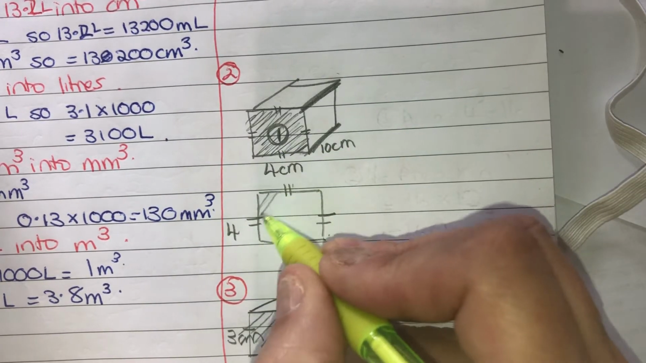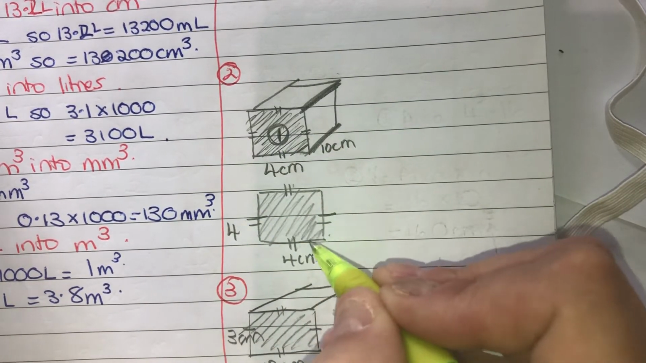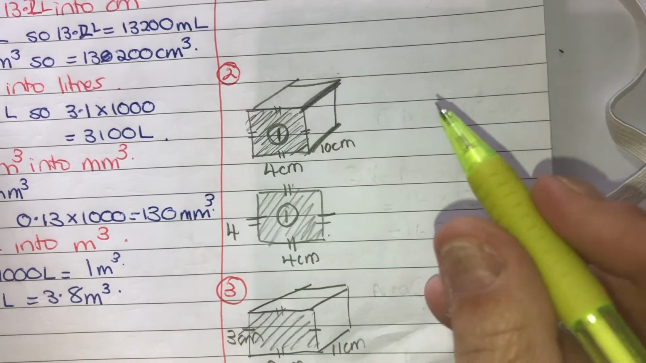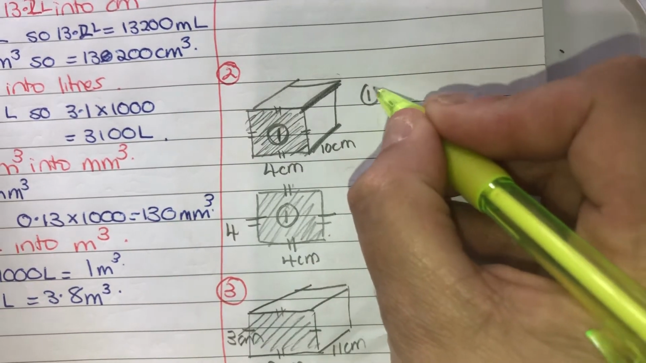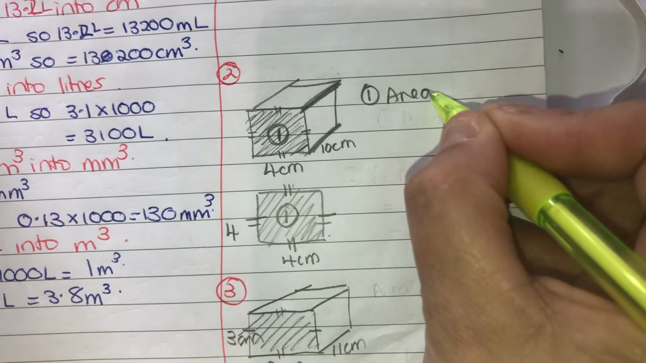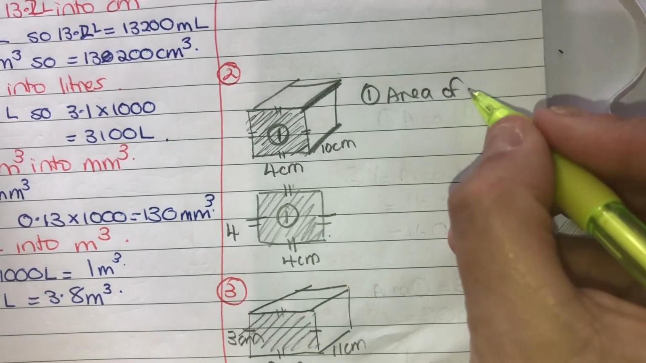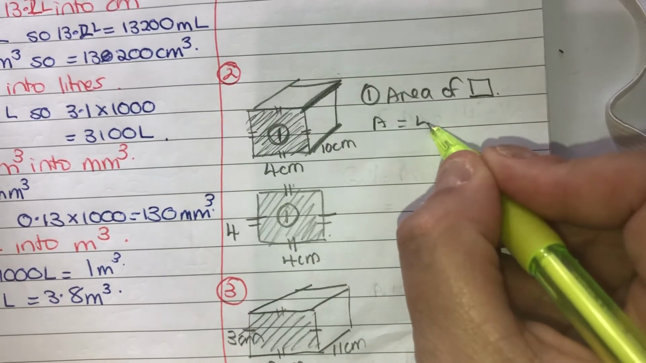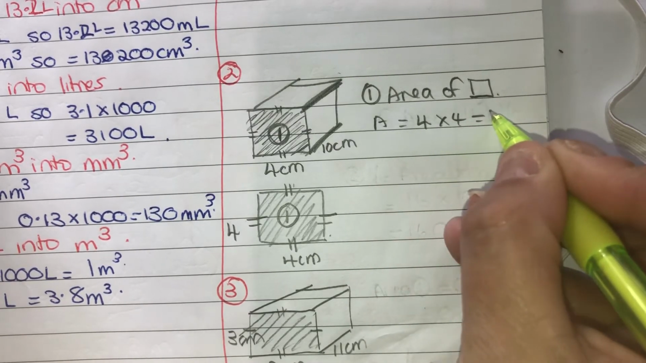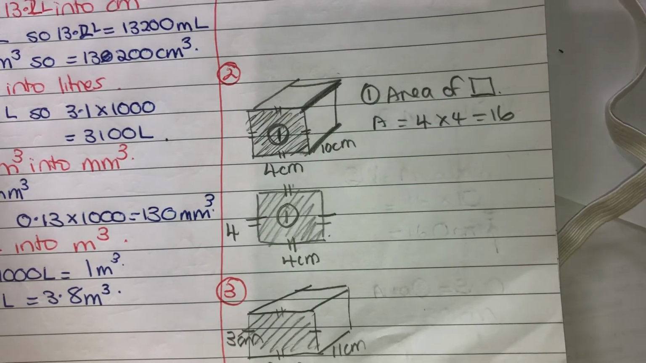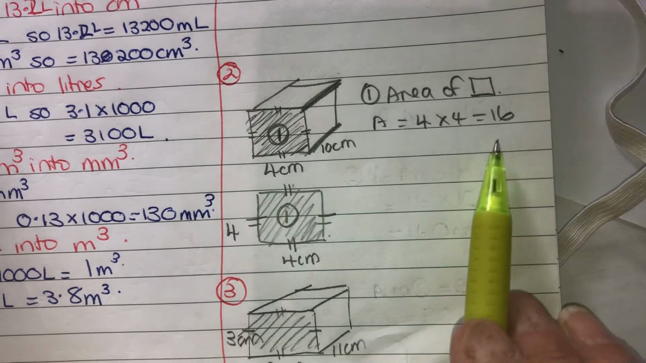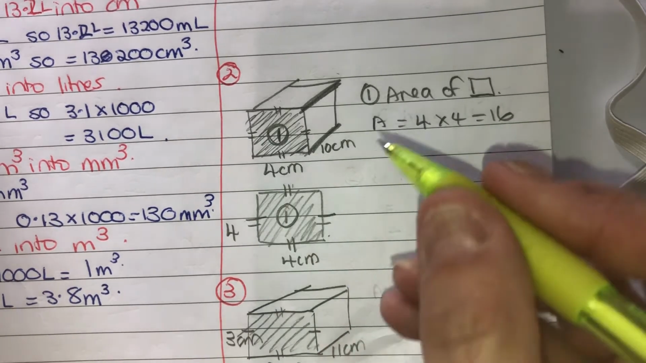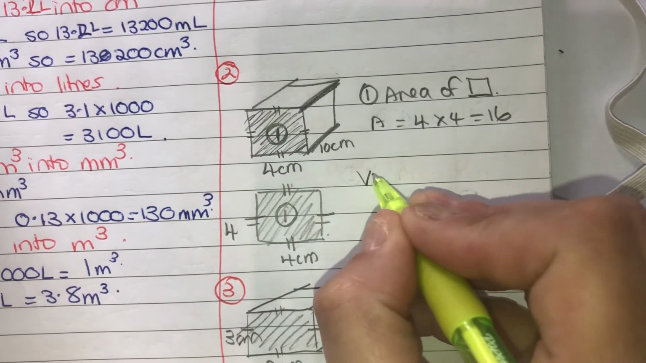Now, if we have a square, the first thing we want to do is work out the area of the base. So we're going to work out the area of this square. The area is going to equal 4 times 4, which is 16. I'm going to leave the units off for now. You are welcome to put them in. I'm really good at remembering to put them in at the end, but if you're not so good, you need to put them all the way through.